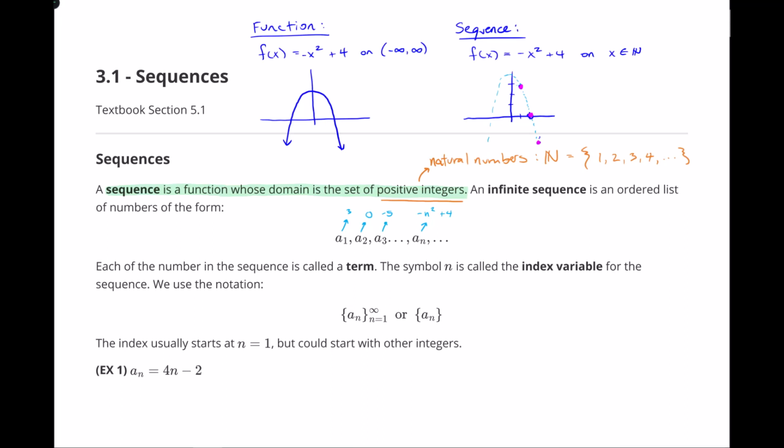Each number in that sequence is called a term, and instead of writing everything out, we generally will use a notation, kind of like our function notation, a sub n. So a sub n would be the function itself, in this case the function negative n squared plus 4. And then these values tell us where the beginning and end of the variable n is. So it would begin at 1 and go to infinity.